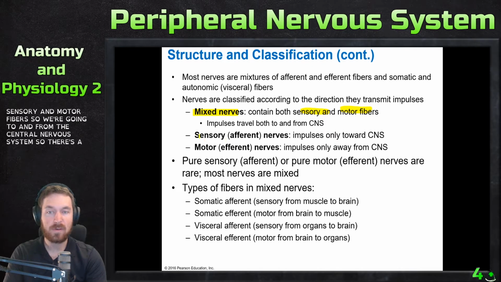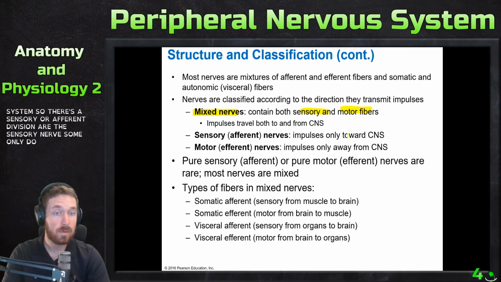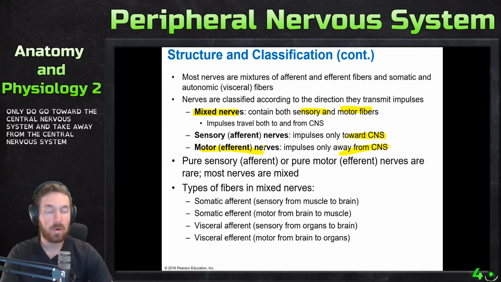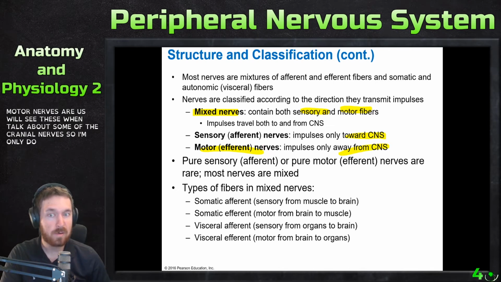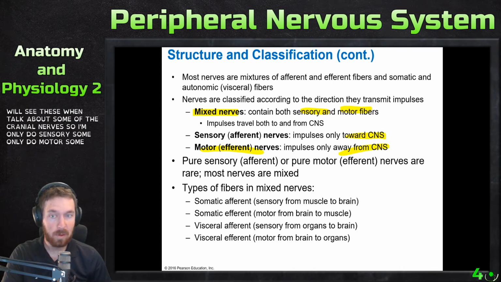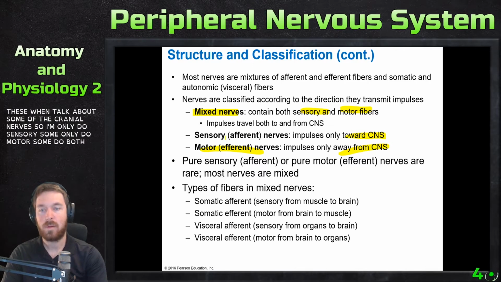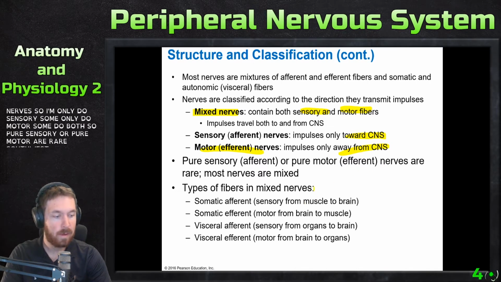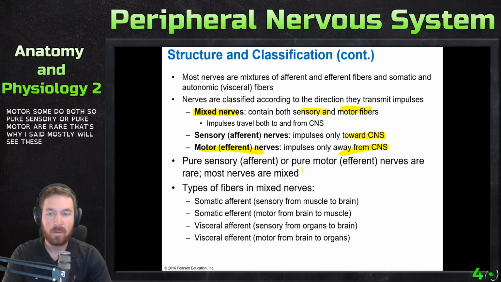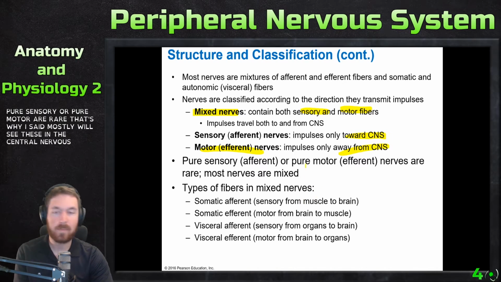So there's the sensory or afferent division, or sensory nerves. Some only go toward the central nervous system, and if they go away from the central nervous system, they're motor nerves. We'll see these when talking about some of the cranial nerves. Some only do sensory, some only do motor, some do both. So pure sensory or pure motor are rare. So that's why I said mostly we'll see these in the central nervous system.